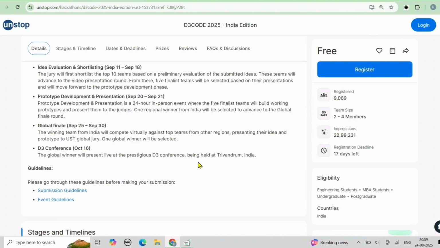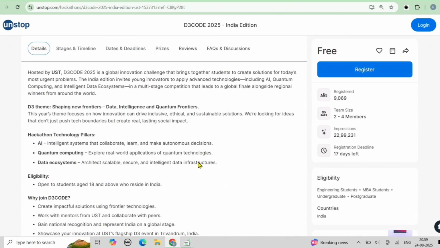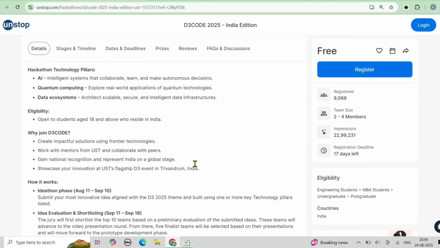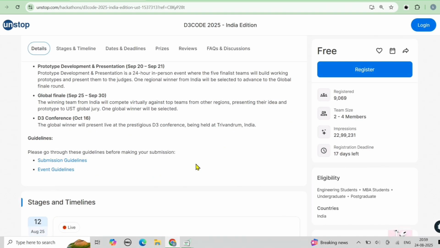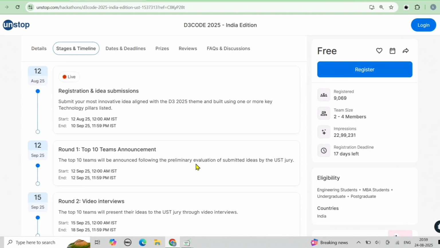So basically the first round is the ideathon. The ideathon will be from August 11th to September 10th. This is the starting point where you will be submitting your innovative idea, which is based on the D3 theme, that is artificial intelligence, quantum computing and data innovation. Your idea must use one or more of the three technology pillars that I have told before. Okay, you can just choose.